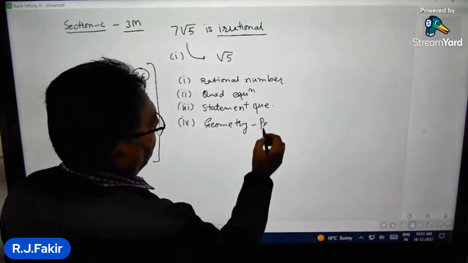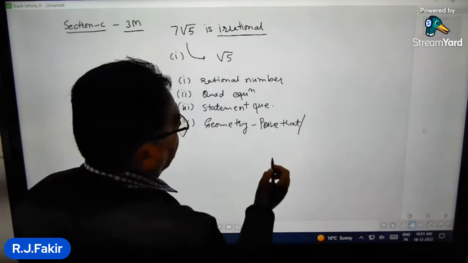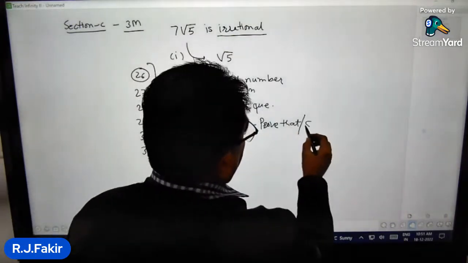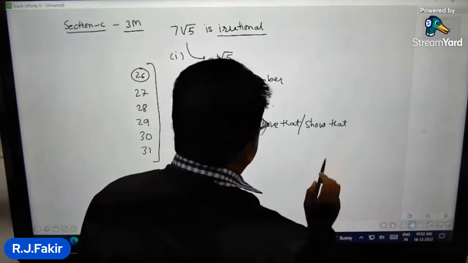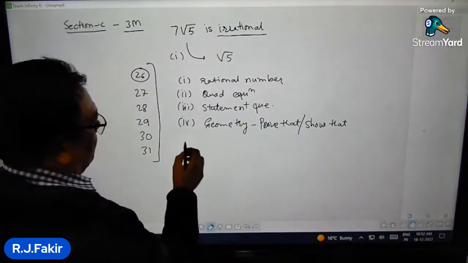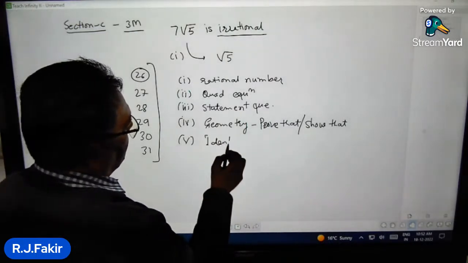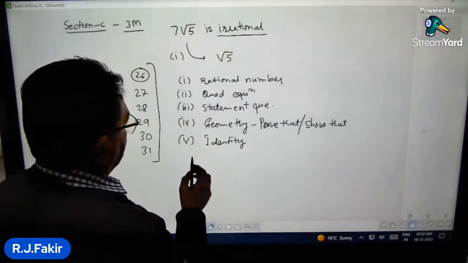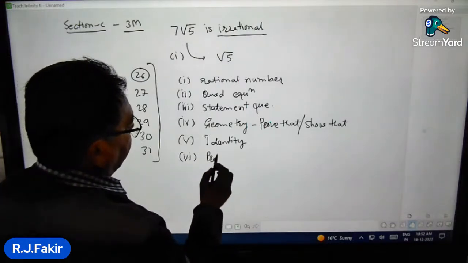Generally, the questions you can find in the NCERT book, which have prove that or show that type of questions. Fifth one will be identity to prove. And the sixth one will be from probability.